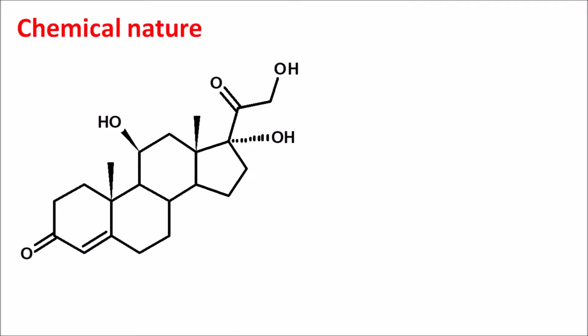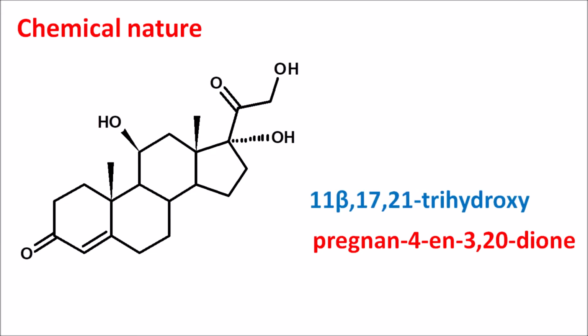So this is the structure of hydrocortisone. We can simply see that it is not having an extra double bond within the ring. So this is having the pregnane nucleus, so pregnane-4-ene-3,20-dione. Three hydroxyl groups are present, which can be written as 11-beta, 17, 21-trihydroxy.